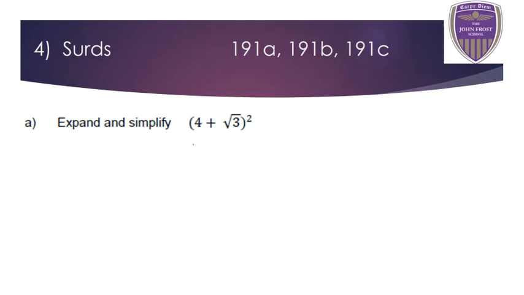So the first thing to do, like one of the questions in the earlier sections, is to write it down. That means I'm going to multiply 4 plus root 3 by itself. So I've got a double bracket. Again, I can use a box method or I can use FOIL to expand this bracket. So I'm going to use FOIL.